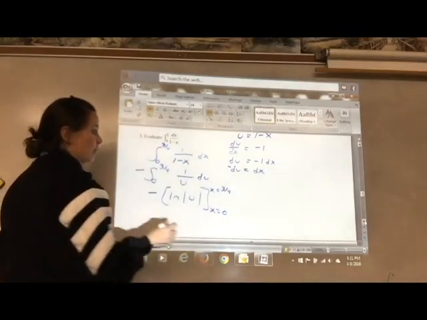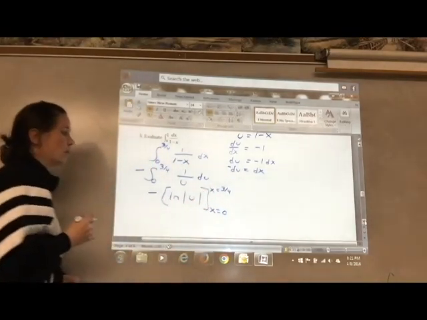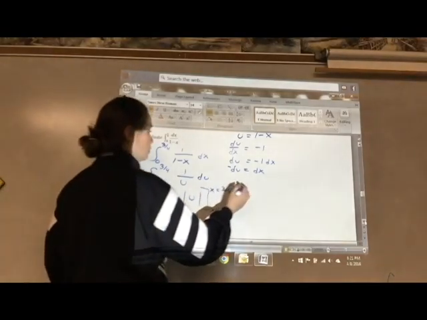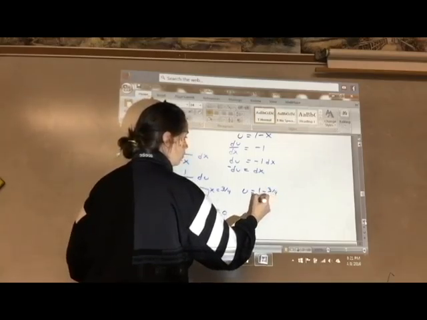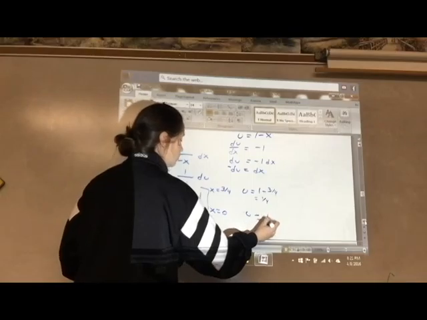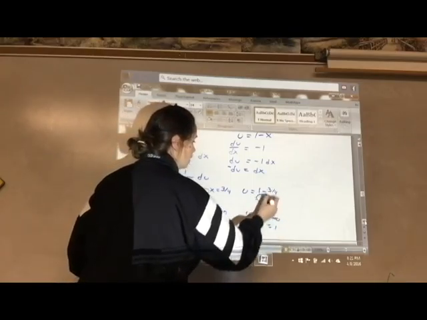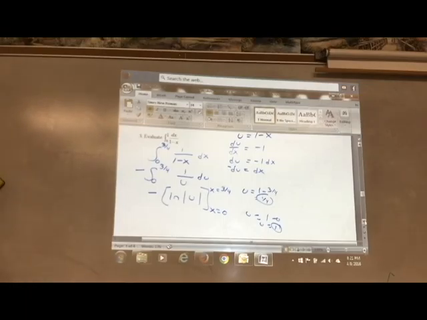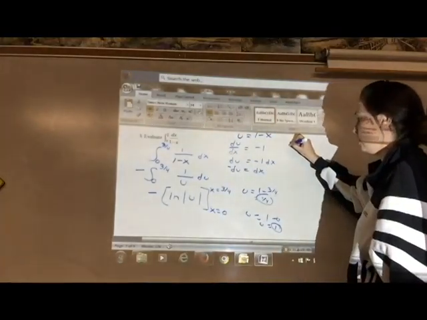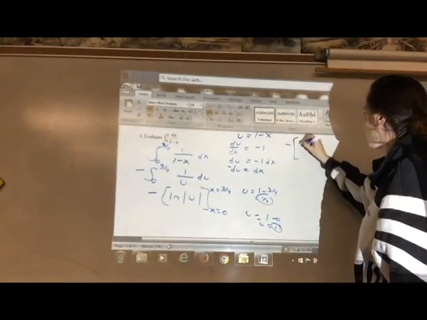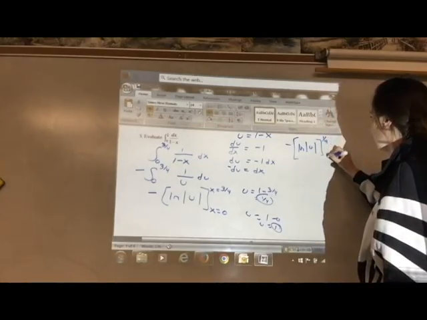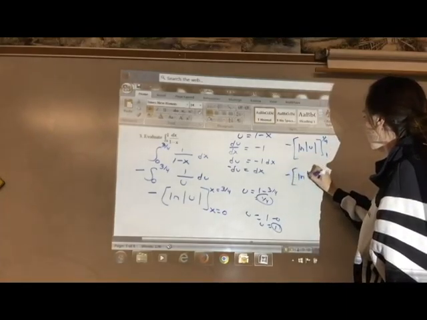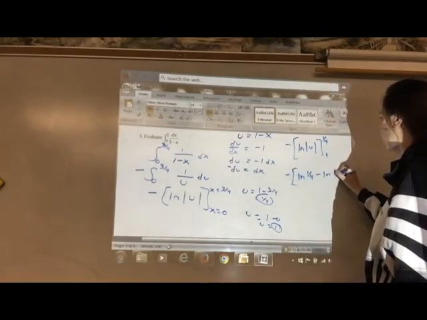Okay? So when I go through, I have to change my bounds once I have my values here. So we'll do u equals 1 minus 3/4. So that's going to be u equals 1/4, and u equals 1 minus 0, so u is equal to 1. So my new bounds are going to be 1/4 and 1. So we'll do that right here, and we'll finish this up. So we have the natural log of 1/4 minus the natural log of 1.